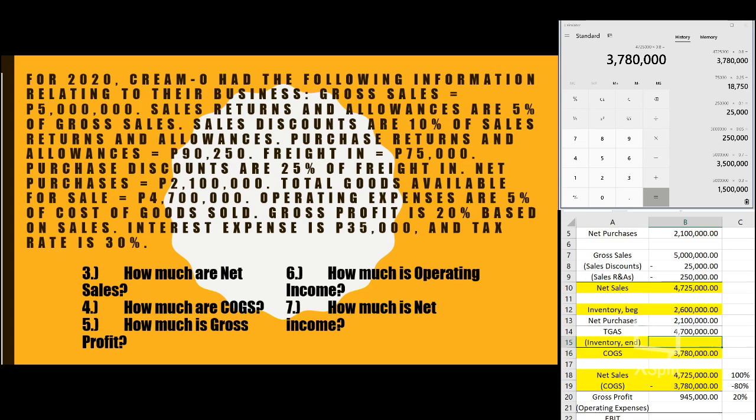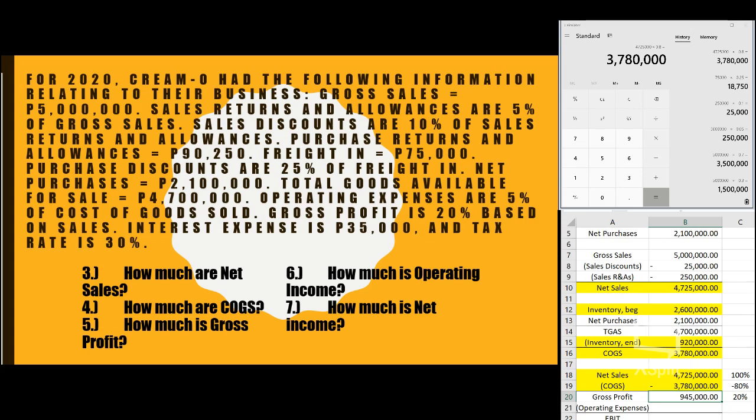Now, mahanap na natin si inventory end. So, once again, transpose lang yan. Goods available for sale minus cost of goods sold. We have inventory end na 920,000. So guys, kung mapapansin nyo, hindi ko muna tinitignan yung mga questions. Kasi syempre, itong ginagawa natin is for you guys to be able to practice. So, kahit hindi hinihingi sa questions, hinahanap na rin natin. You know, para at least alam nyo, di ba?